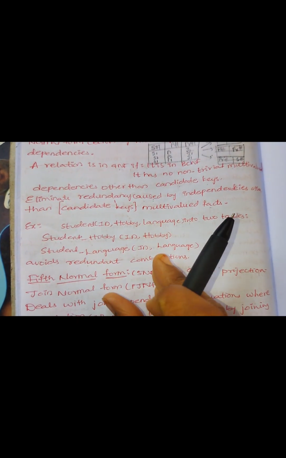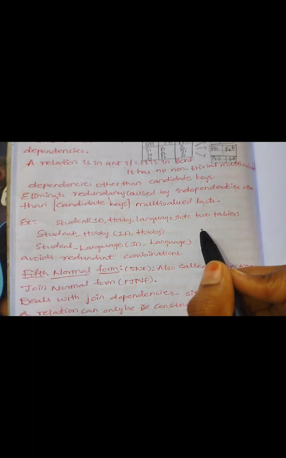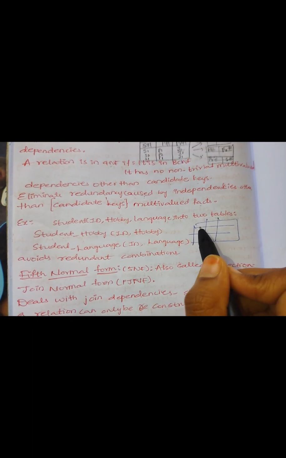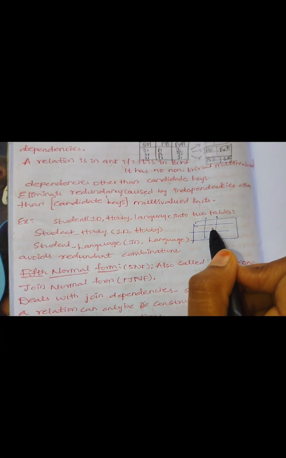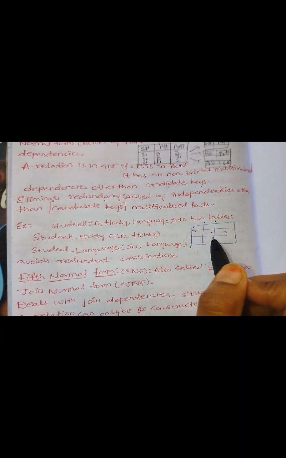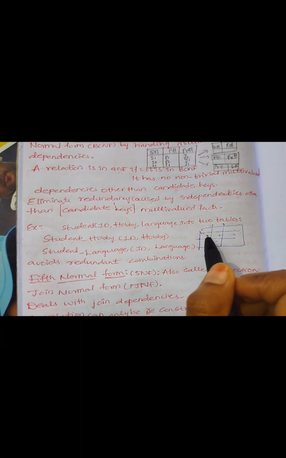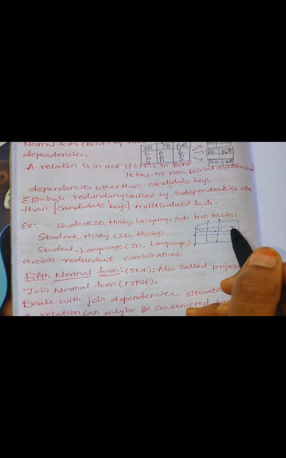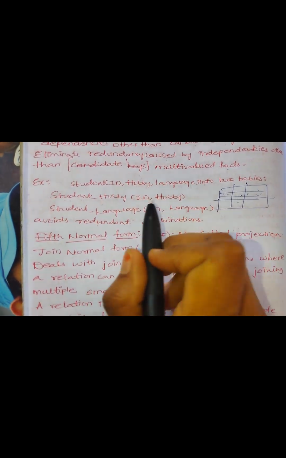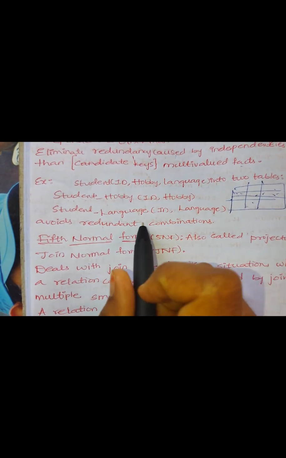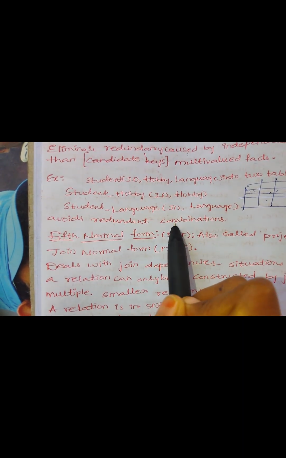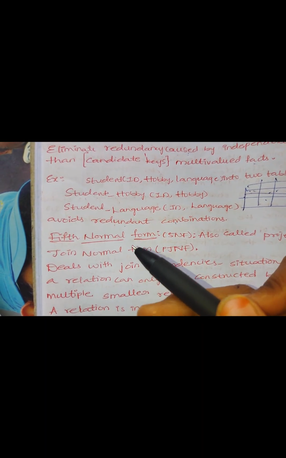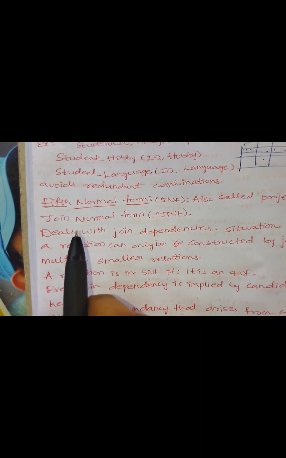Like taking student ID, hobbies, languages. It is a table like the topic we discussed before. Here student ID, student hobby, student language: these are three elements in a table, and each student contains different IDs, different hobbies, different languages. Like that. Avoids redundant combinations. Inconsistency combinations, it will reduce.